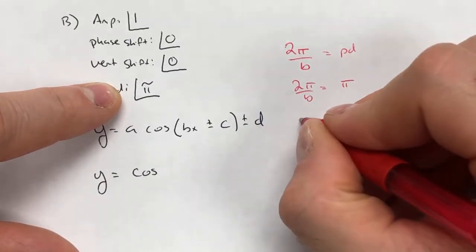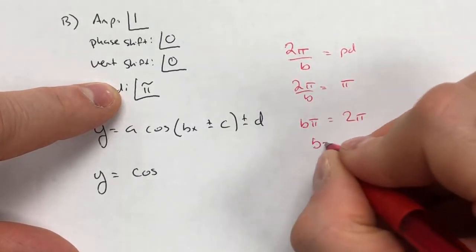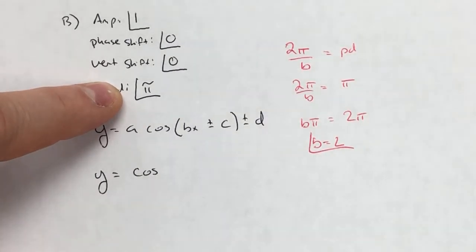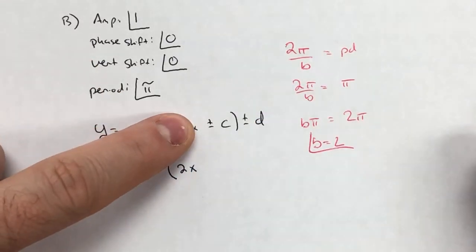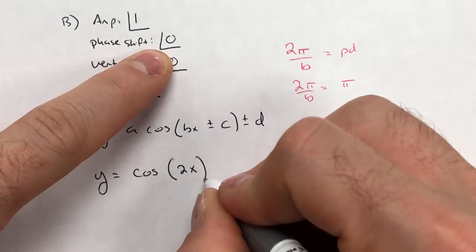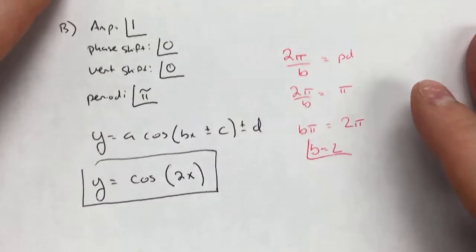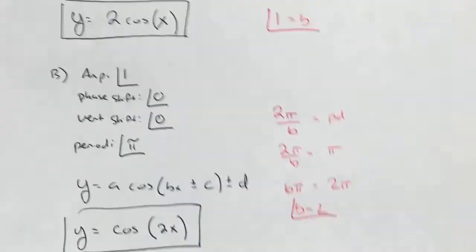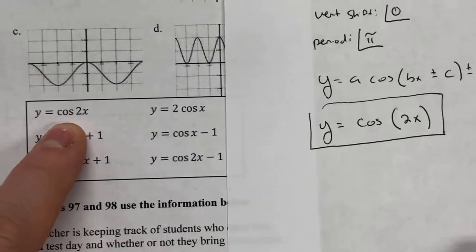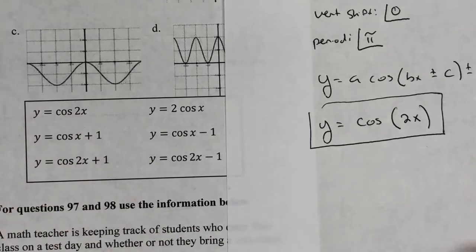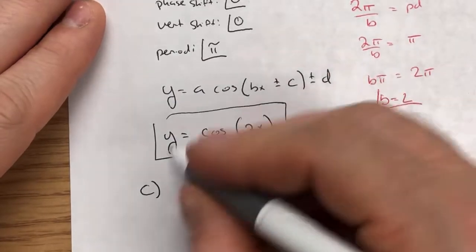Cross multiply. b pi is 2 pi. Divide both sides by pi. b is 2. So I have cosine of 2x. To find that left or right shift, I go with the phase shift, which doesn't exist. The vertical shift doesn't exist. So I get this equation, which we know is unique from this equation up here, and I want to check my bank to make sure that that does exist on there. Cosine of 2x. Yep, so there we go. We've got b.